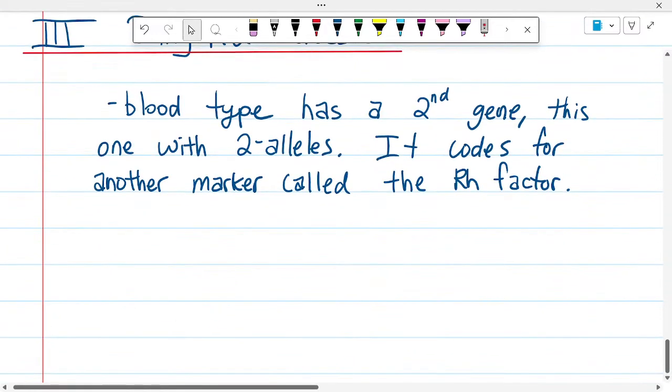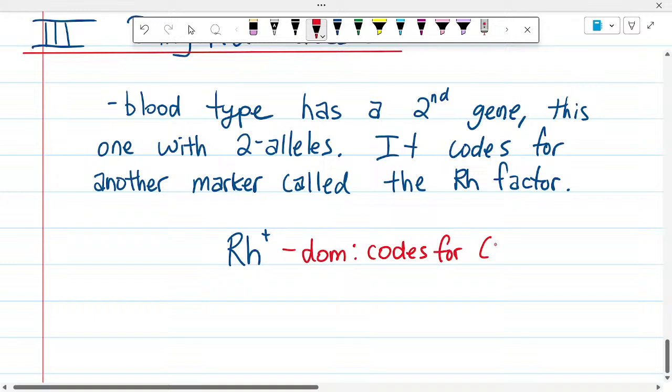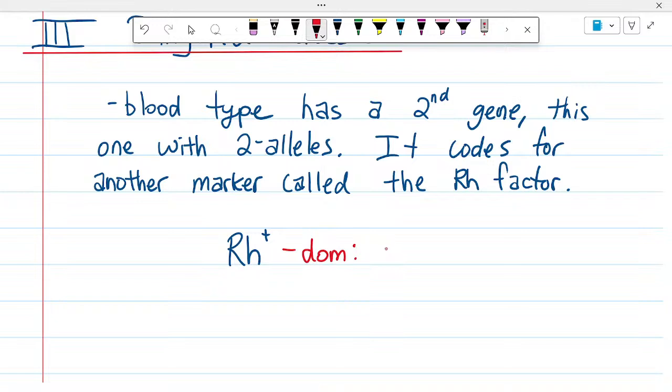So, there's 2 alleles. And we write this very creatively as Rh positive, and this is dominant, and it codes for the Rh antigen. Actually, I'm not even going to write that. I'm just going to say positive blood type, because I'm going to draw my picture.